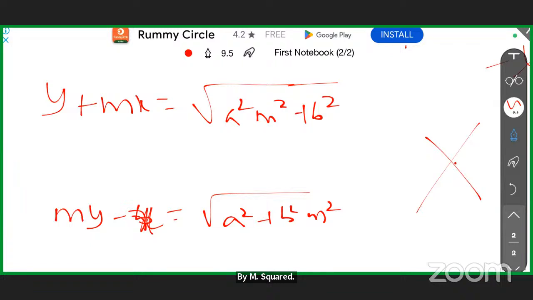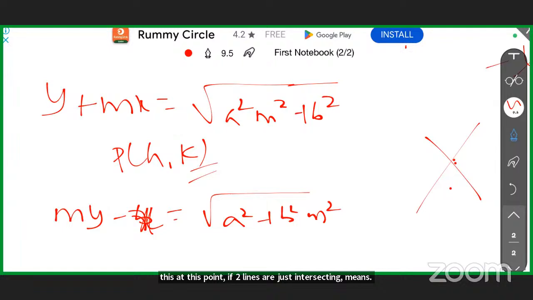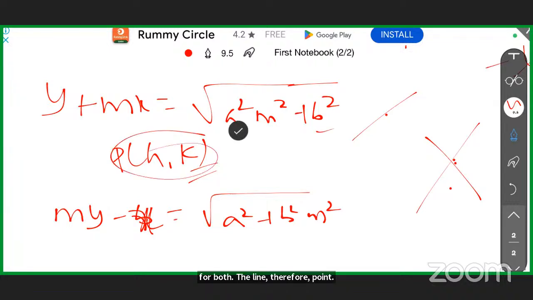See here, two lines are intersecting, which means they should intersect at one common point. So I'll take that point as P(h, k). At this point, if two lines are intersecting, both the lines should satisfy this point. It's like a point on a line: the point has to satisfy that line. These two lines are intersecting, so the point is lying on both lines. The point is common for both lines. Therefore, point (h, k) has to satisfy this line and this line.